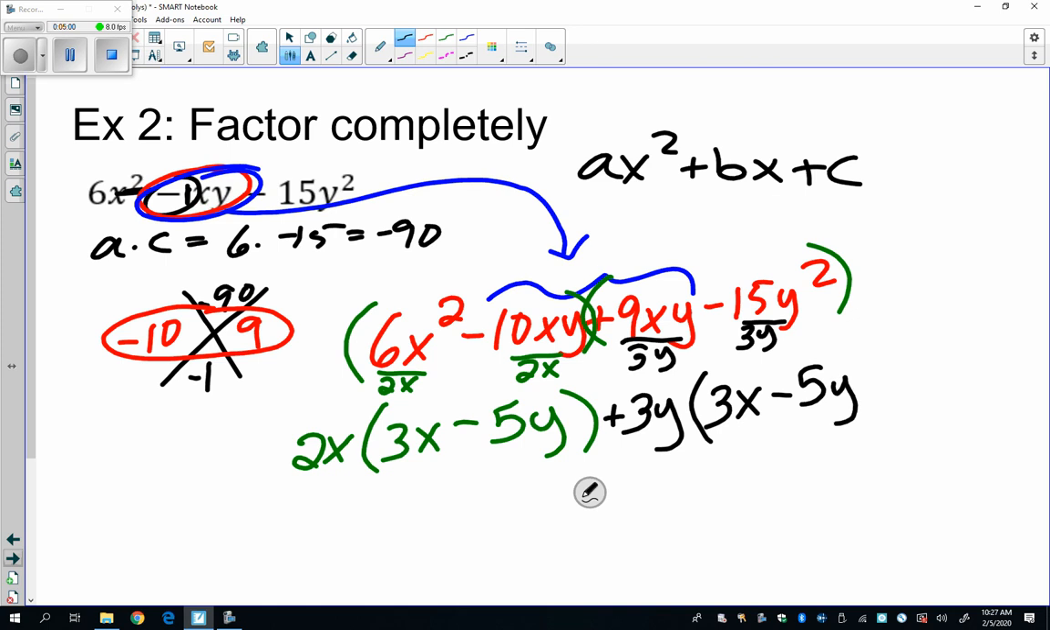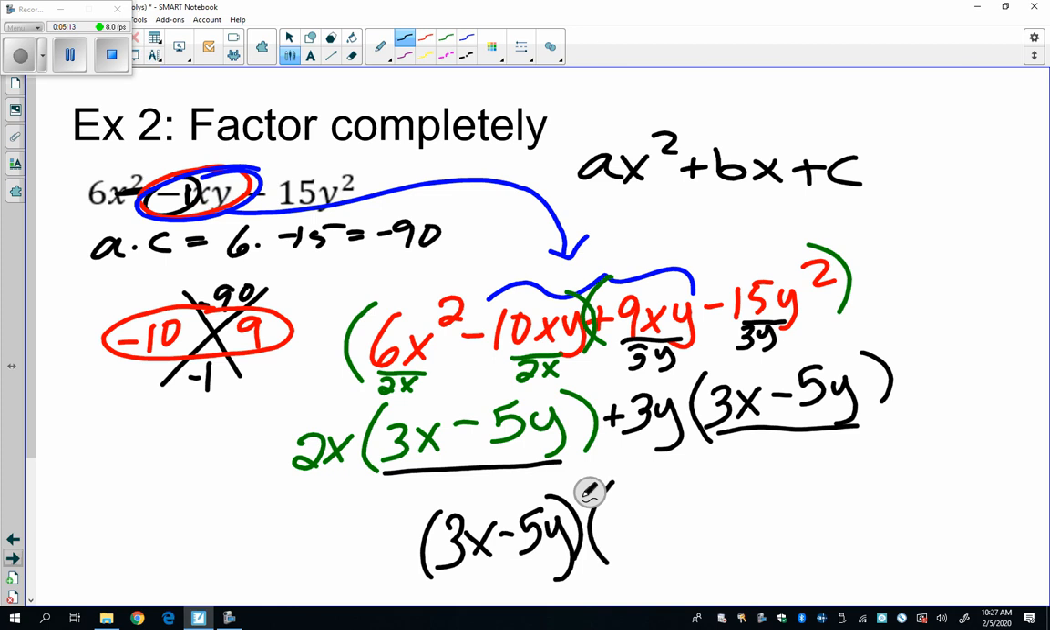What's inside has to be exactly the same. The binomials are the same. That's one of your factors, 3x minus 5y. If they're not the same, then you either did something wrong or the problem's not factorable. On the outside, your greatest common factors, you put them together, and that's your second binomial factor.